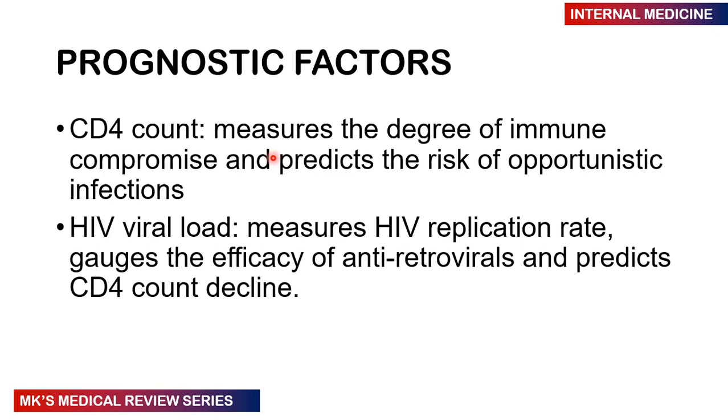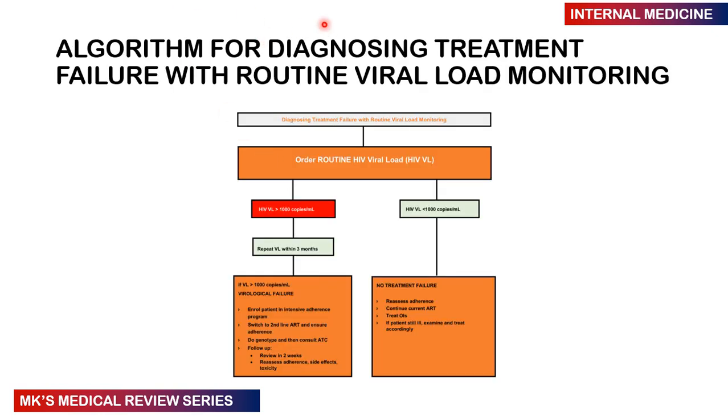Now here's the algorithm for diagnosing treatment failure with routine viral load monitoring. So we order an HIV viral load. Now if it's greater than 1,000 copies, we repeat within 3 months. If it's still greater than 1,000 copies, then we should suspect that there's virological failure.